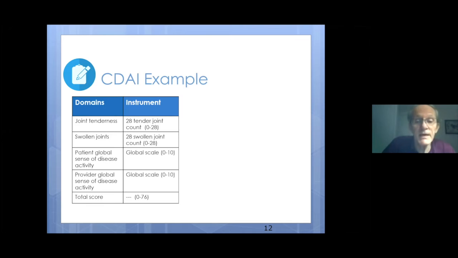Returning to the CDI example, the choice of the instruments include joint tenderness, the 28 joint count, the swollen joints, the 28 swollen joint count, the patient global sense of disease activity, a global scale from 0 to 10, and the provider global sense of disease activity, a global scale of 0 to 10. The overall score then ranges from 0 to 76.